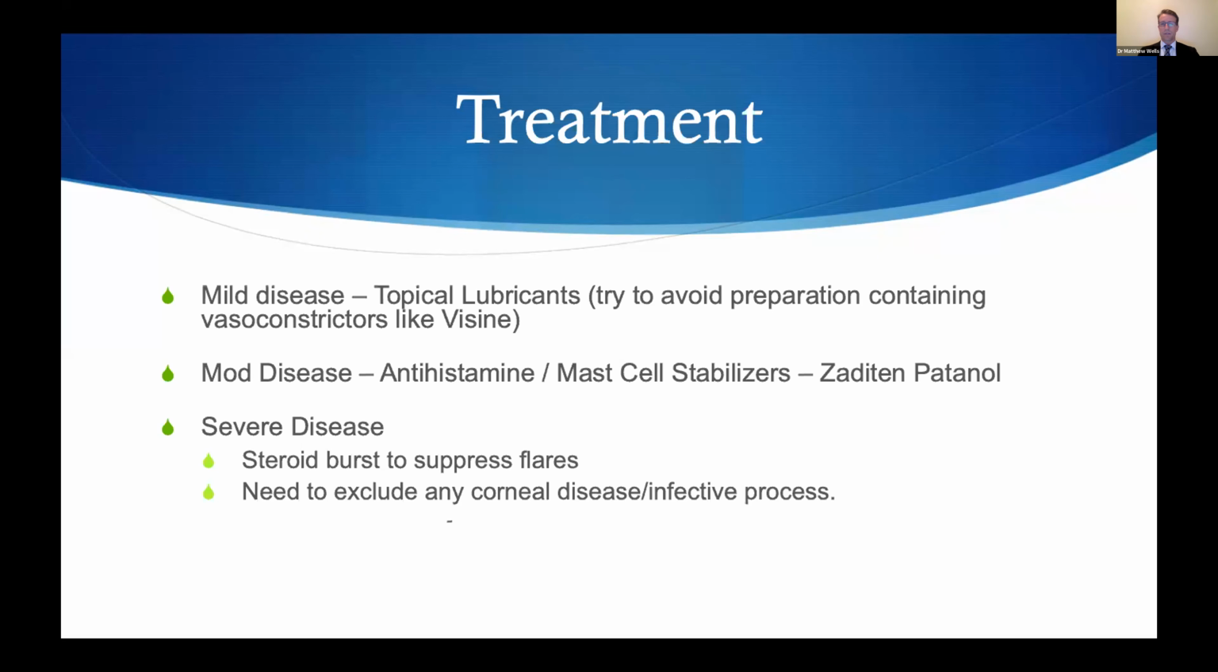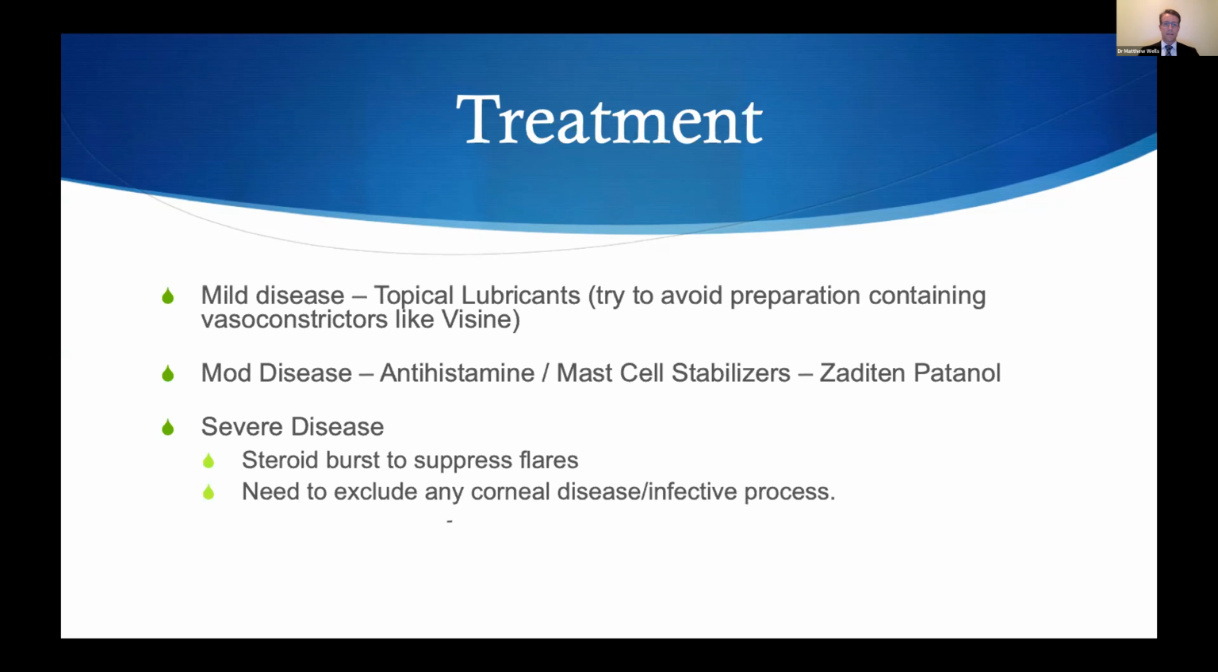And they're also at risk of reflex or rebound redness when they stop the drops. So for the people who are really struggling with moderate disease, the antihistamine mast cell stabilizer drugs work really well. Zatadin and Patanol are the two most commonly used drops for my patients. Both of them come in preservative-free options. Use them twice a day. They'll often give quite rapid relief of symptoms, and if they can use them over an extended period, they also protect against recurrences.